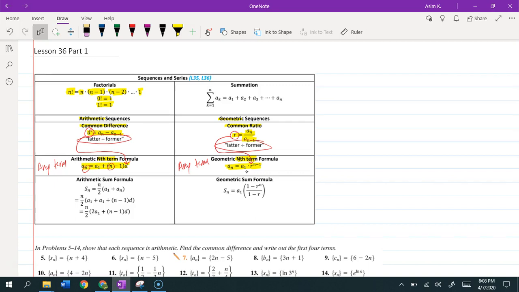So notice the similarities and some of the differences. In the arithmetic formula, you had an n minus 1. In the geometric formula, you also have an n minus 1. But it's a matter of how you're using the n minus 1.